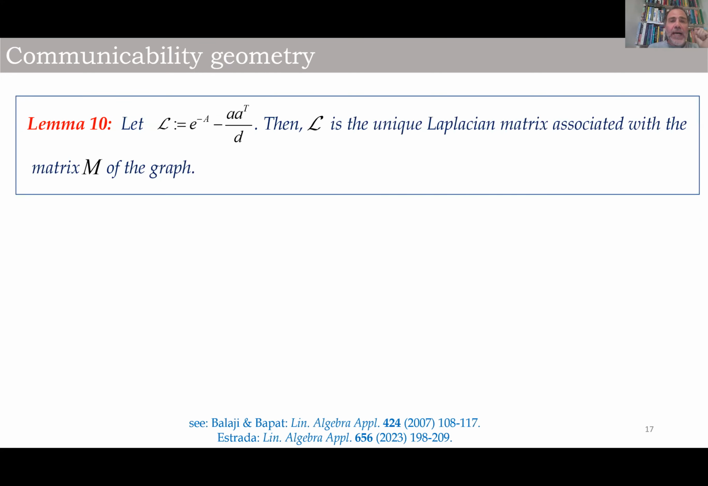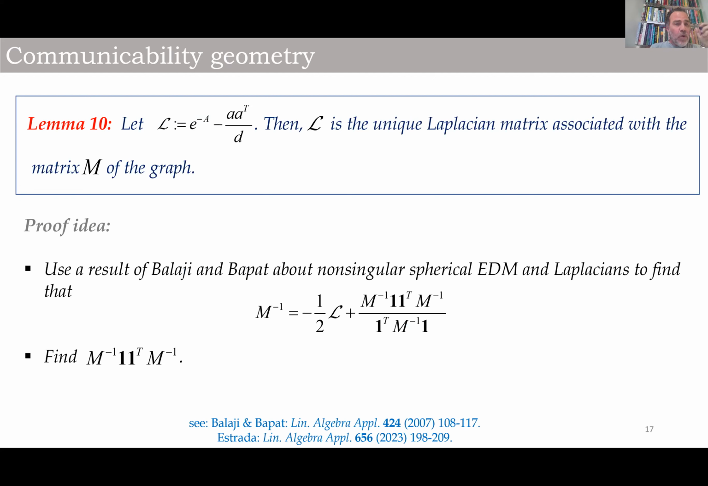And now we prove that this matrix that we have defined here is the unique Laplacian matrix which is associated with the Circum-Euclidean distance matrix of communicability in the graph. Again, the idea of the proof is based on a result by Balaji and Bapat, published in this paper in Linear Algebra and its Applications, in which they relate the Circum-Euclidean matrices with Laplacians, and then we can prove that the inverse of the communicability distance matrix is related to this Laplacian in this way.